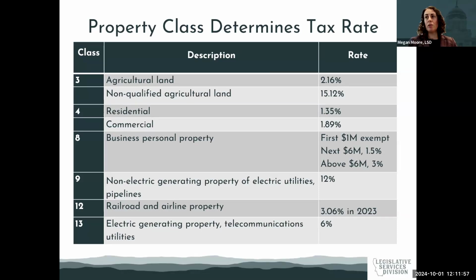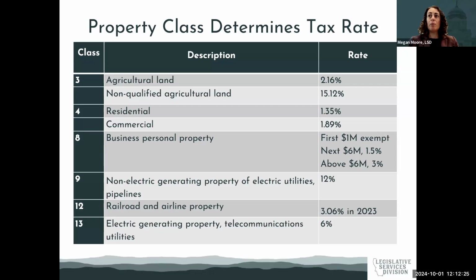And I'll just draw your attention to a few things here. Residential property has a tax rate of 1.35%. If there is a residential structure that is valued above $1.5 million, the amount of the residential structure, excluding the land, that exceeds $1.5 million is taxed at the commercial rate of 1.89%.